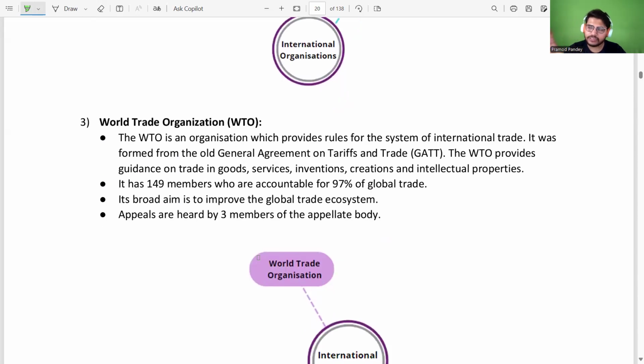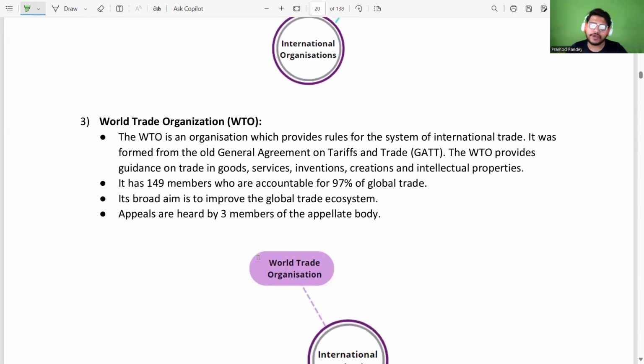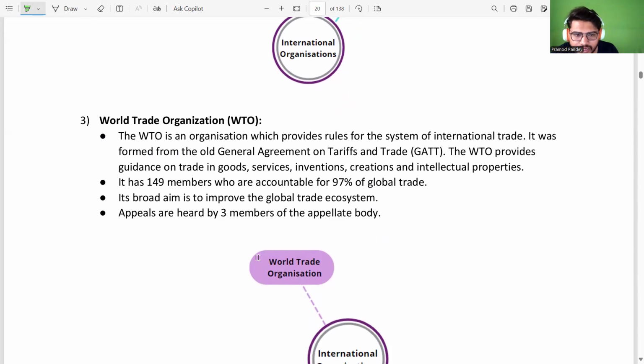Then we have the World Trade Organization, that is another body that we have. Okay. And what is the World Trade Organization? It is an organization which provides the rules for the systems of international law. It was formed from the old General Agreement on Tariffs and Trade. So this is basically the replacement of GATT. Okay. The World Trade Organization provides guidance on trade in goods, services, inventions, creations, and intellectual property.